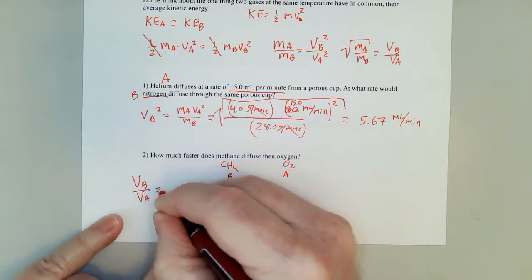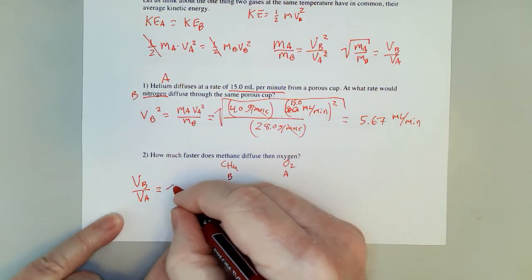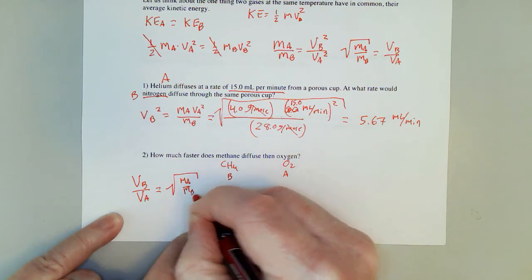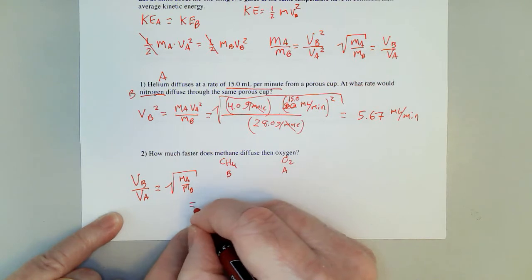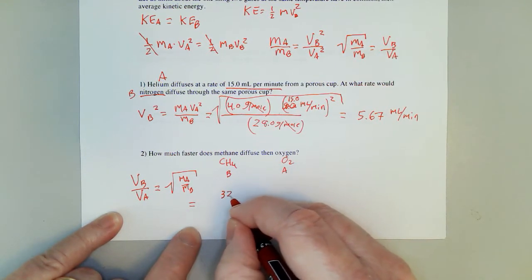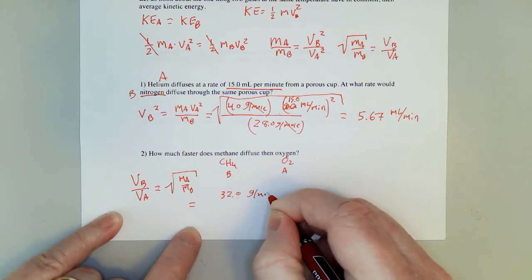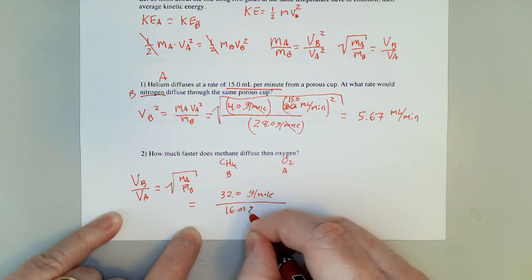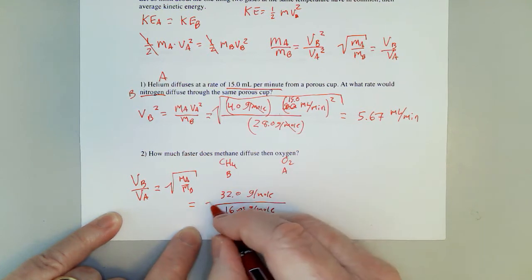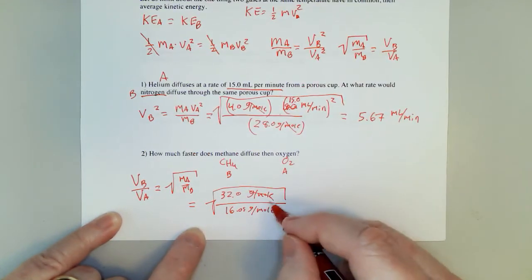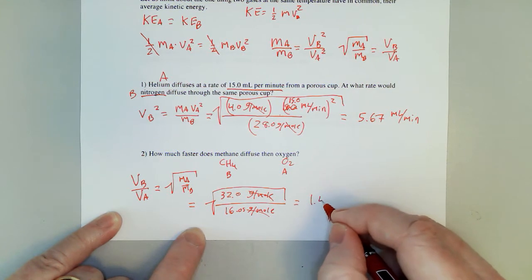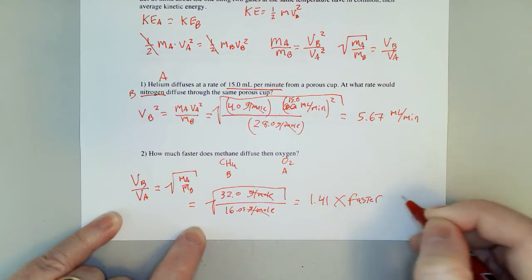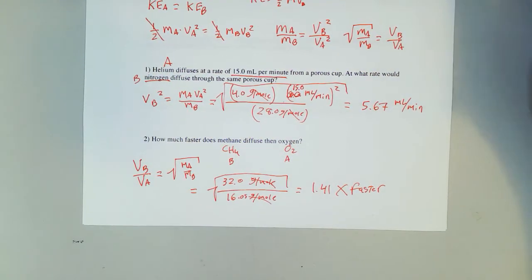So this equals the square root of the molar mass of A divided by the molar mass of B, which equals, for oxygen, 32.0 grams per mole, and for methane, 16.05 grams per mole. Take the square root of that, the units cancel, and this is about 1.41 times faster. And it would be faster because it is lighter.